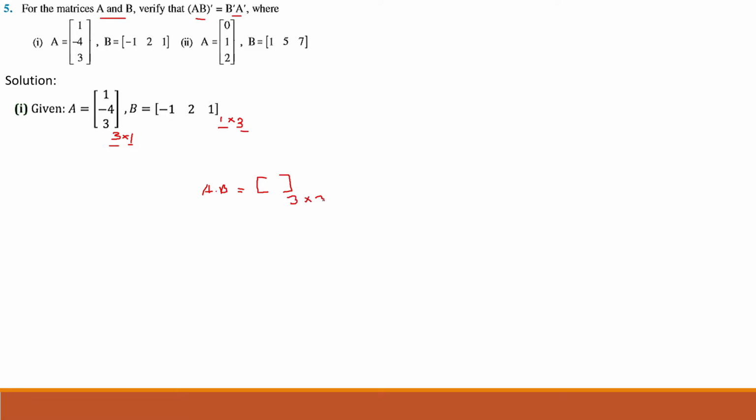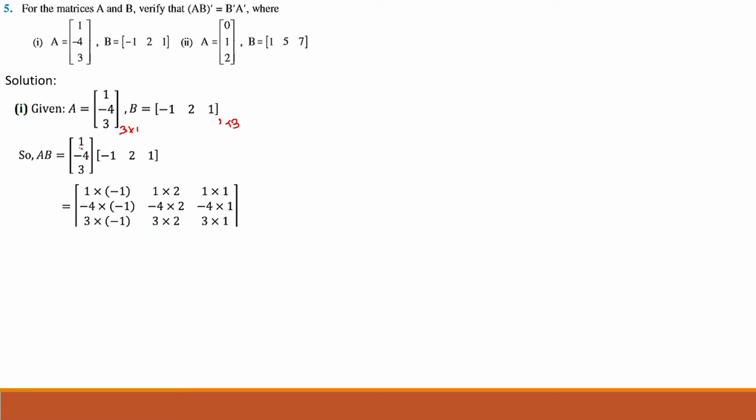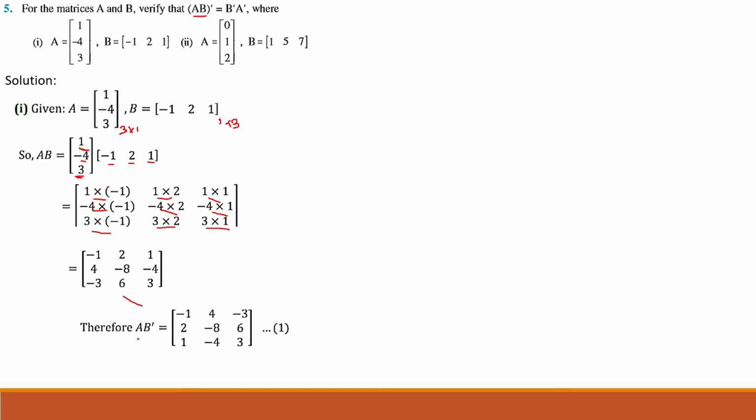by 3 matrix. So after multiplying A into B, which is 1 into minus 1, 1 into 2, 1 into 1, minus 4 into minus 1, minus 4 into 2, minus 4 into 1, and for the third row it is 3 into minus 1, 6 and 3 into 1, and after multiplying all these elements the final matrix will be like this. And in the LHS we have to first find A into B the whole transpose. So taking the transpose of this matrix will be like this.